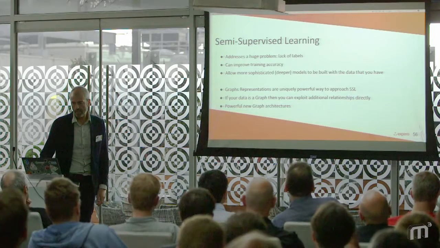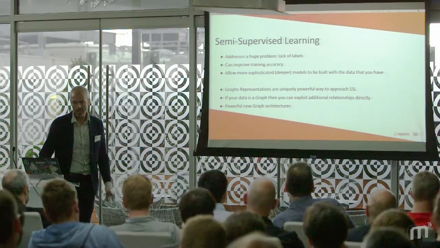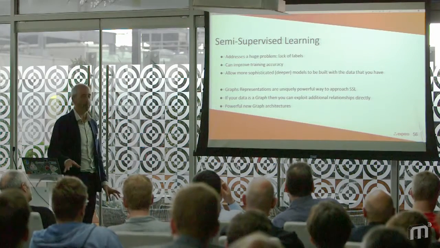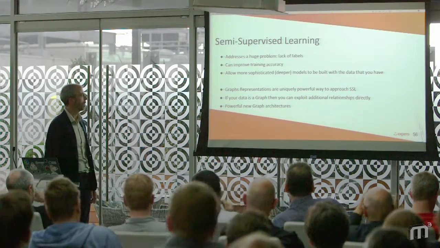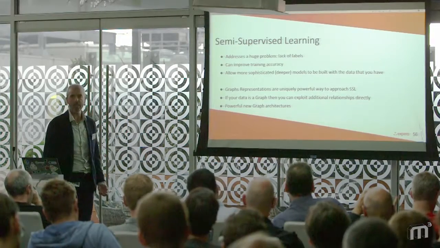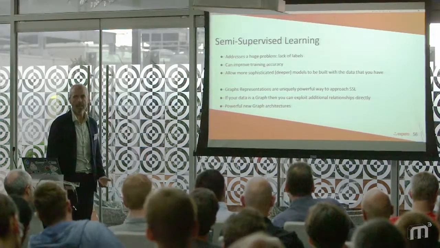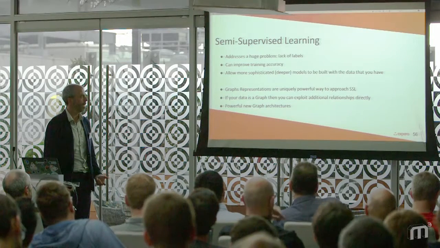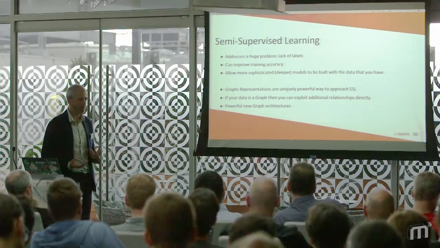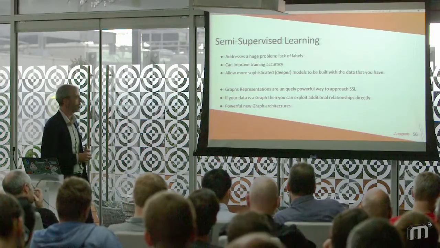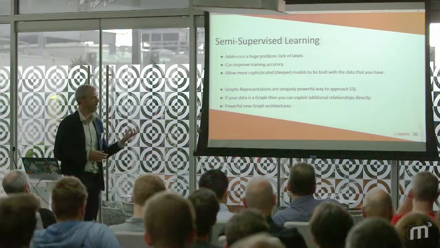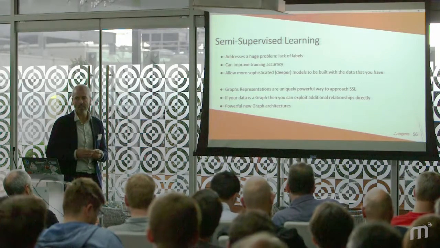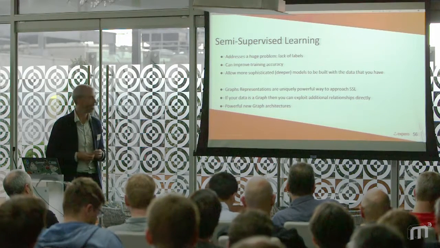So to summarize, semi-supervised learning addresses a huge problem, which is lack of labels in supervised learning. It can improve training accuracy just because you're bringing in more information from unlabeled data. And because you have more data to train with, you can build bigger models. And graph representations are a uniquely powerful way to do it, especially if you already have graph data, because that gives you these additional proxies.